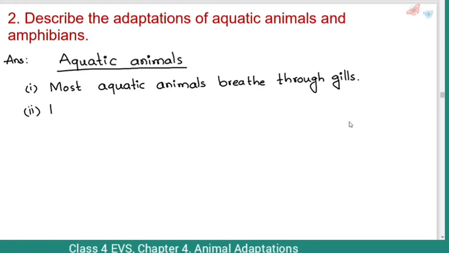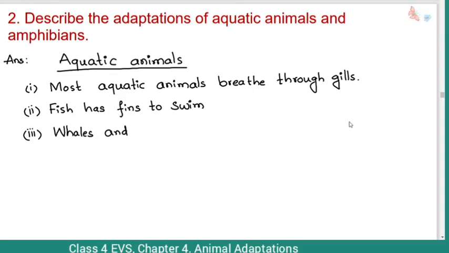Second, fish has fins to swim. Third, whales and turtles have flippers for swimming.